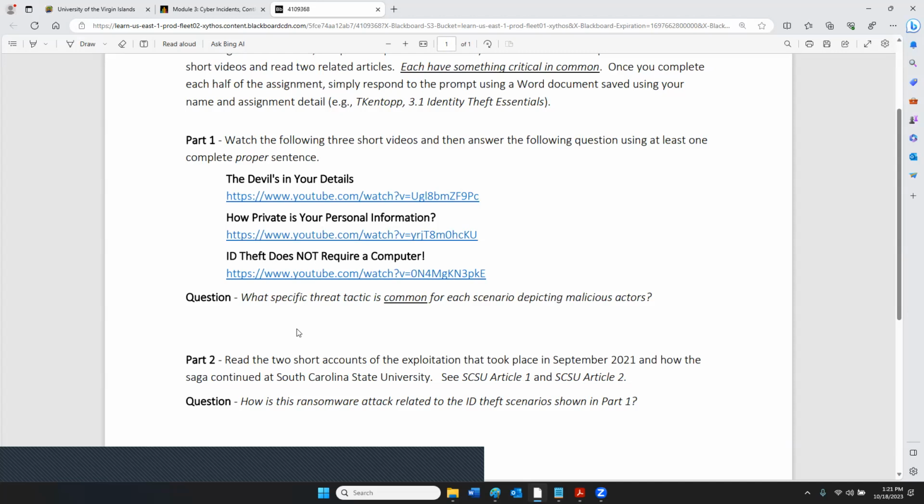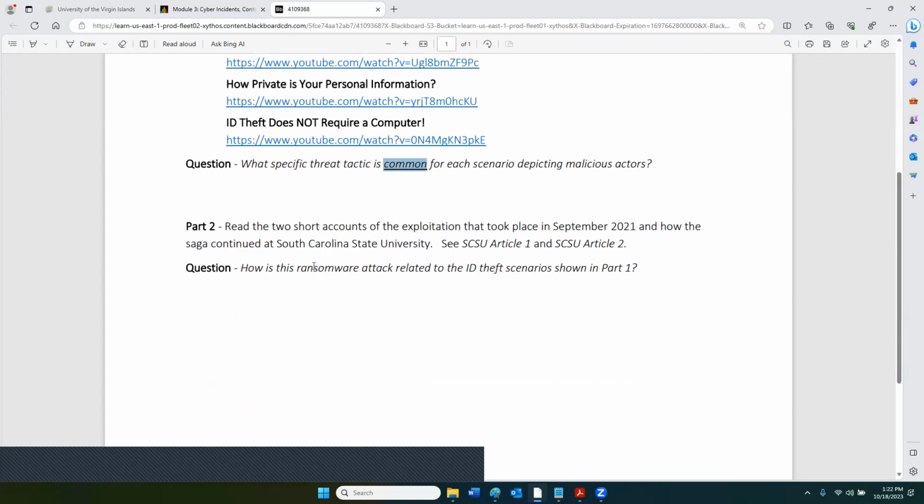And then we want you to reflect on each of those 3 YouTube videos. The goal is for you to think about the attack scenarios. So when the exploit is playing out in each of these 3 cases, what are the common elements for each scenario? Okay, so that's part 1. We want you to provide an answer to that question after you watch the 3 videos.